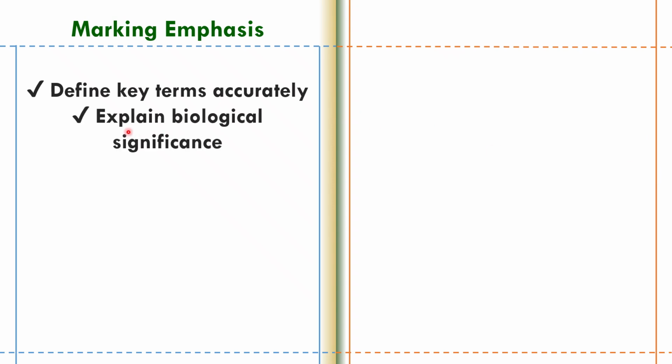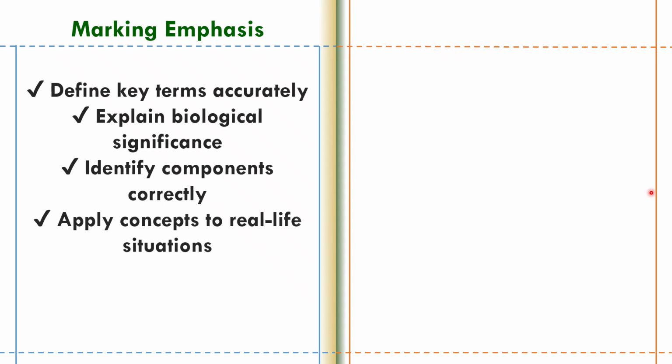Marking emphasis. Define key terms correctly and accurately. Explain biological significance. Identify components correctly. Apply concepts to real-life situations. Use correct scientific terminology.